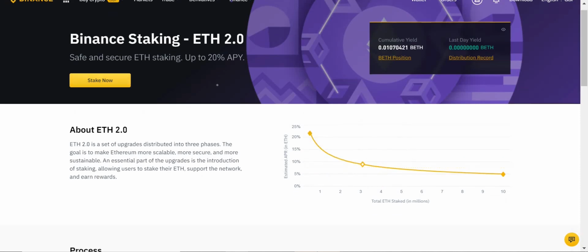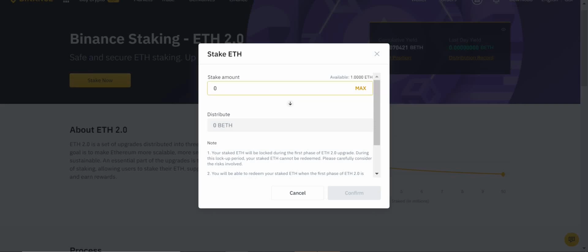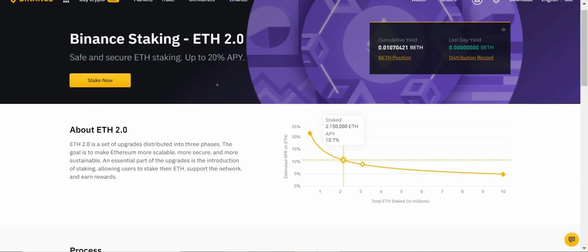So what I would do is I could go to stake now, and then I could put in my ETH, and then I'd get in return 1 bETH. But I'm not going to do that, because if I did that, I'd get 1 bETH, I'd leave it on the exchange, and then I'd get, well, 8.9%. I'm going to show you how to get the extra gains. Let me show you guys.